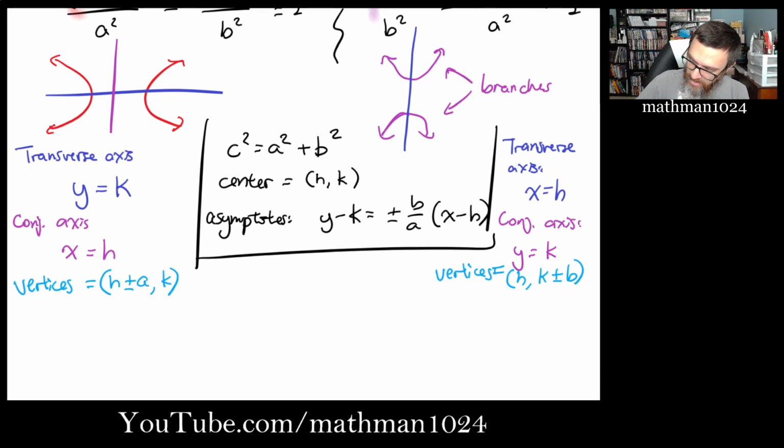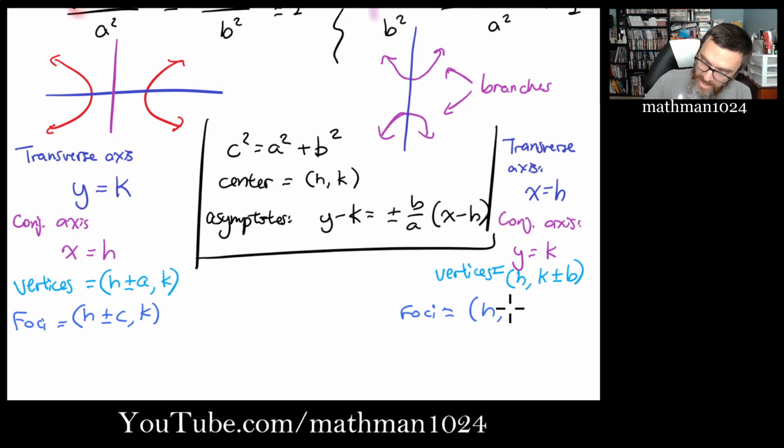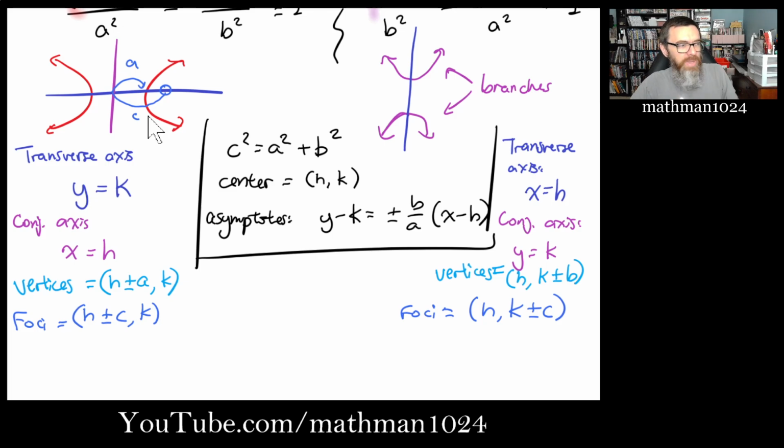And your foci will be very similar to this, but it's going to be h plus or minus c, comma k. And then over here, it's going to be h, comma, k plus or minus c. So for this horizontal one, from here to here will be a distance of a. But then as you go to your focus, that's going to be a distance of c. So c is always going to be larger because it's made up of a squared plus b squared. All right, so these are the basic forms that we have.